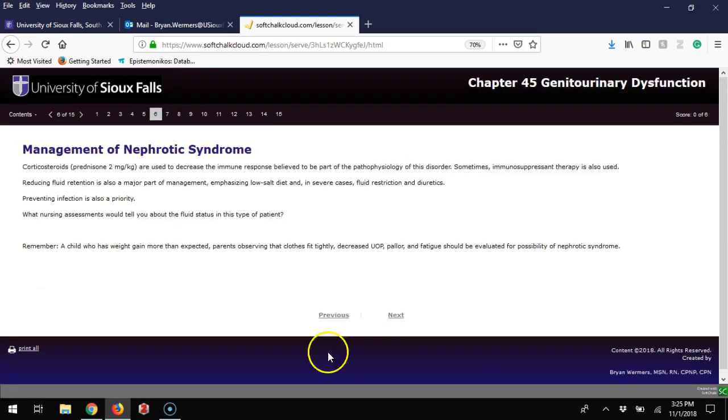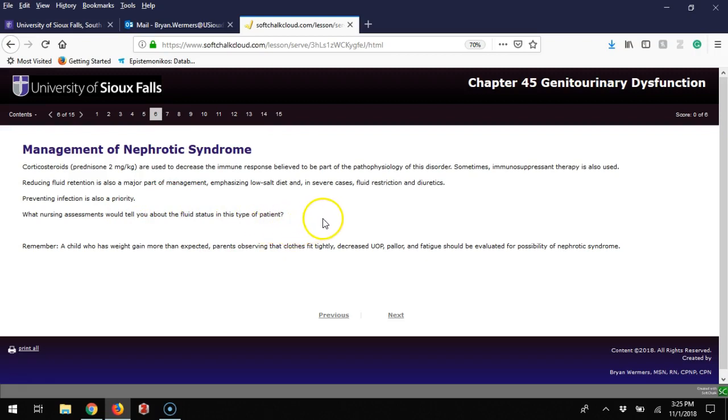So what do we do for this? Our management is basically corticosteroids. Oftentimes it's prednisone, but sometimes people use different things. And then you can use immunosuppressant therapy. But we're also going to do some things that are not pharmacological. We're going to watch the fluid, we're going to watch the salt, and we're going to try and maintain some stasis with that fluid. We also want to try and prevent infection, especially in those ureters and those kidneys.